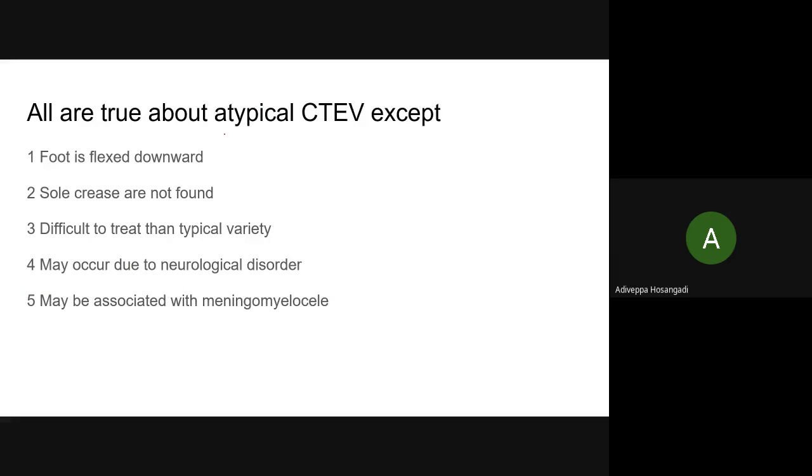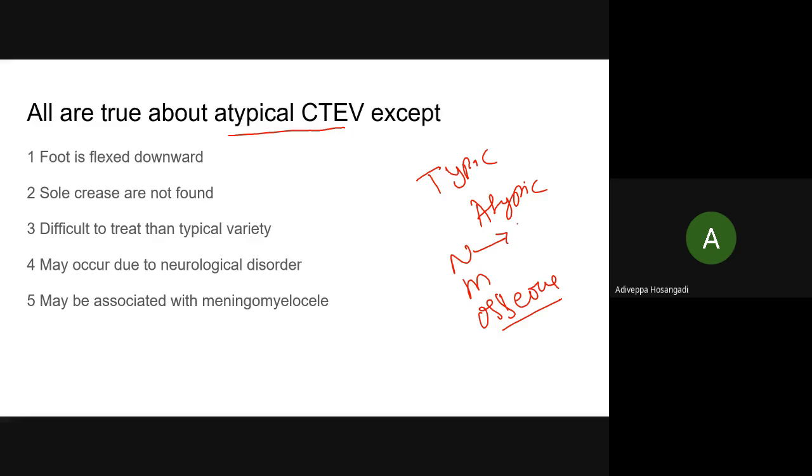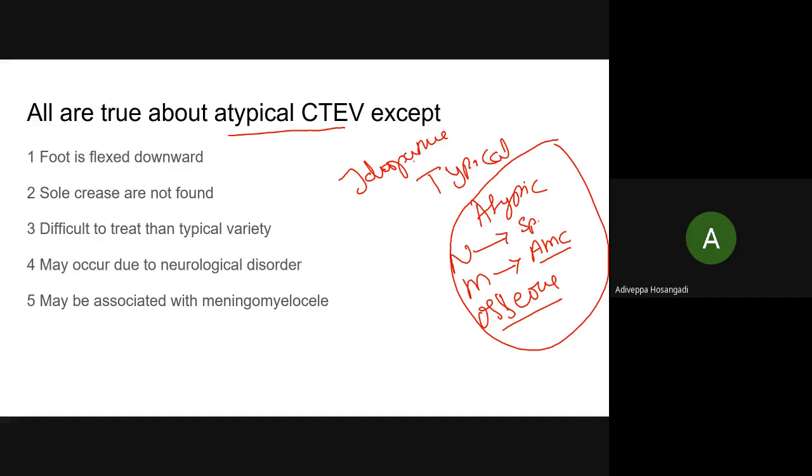All are true about atypical CTV. You have to remember something called typical CTV and atypical. Atypical is associated with neurological, muscular or osseous problems. Neurological means there can be myelodysplasia or spina bifida. Muscular means it can be arthrogryposis multiplex congenita. Osseous means there is an abnormal bony fusion. So these are atypical, very difficult to correct. Typical is idiopathic. Idiopathic means there is no underlying cause detected.